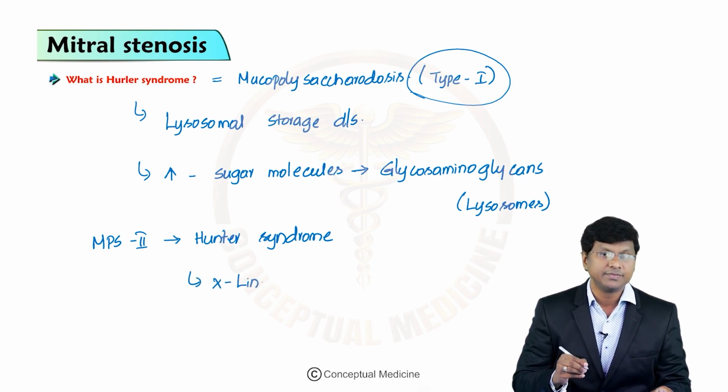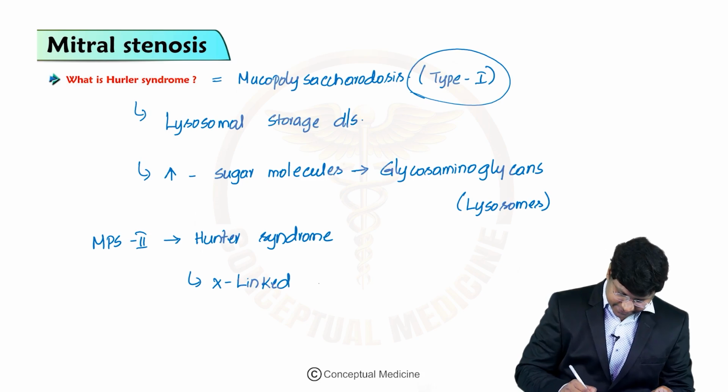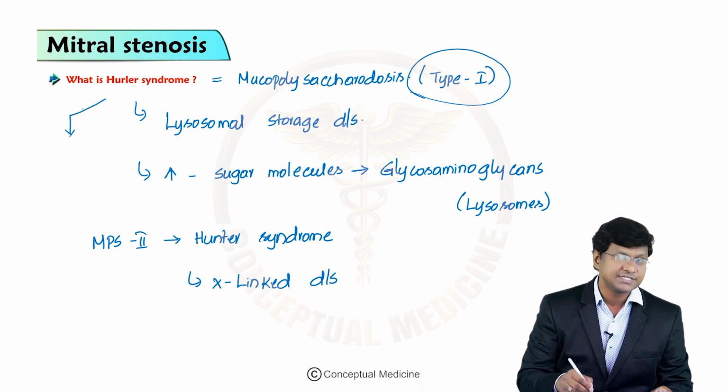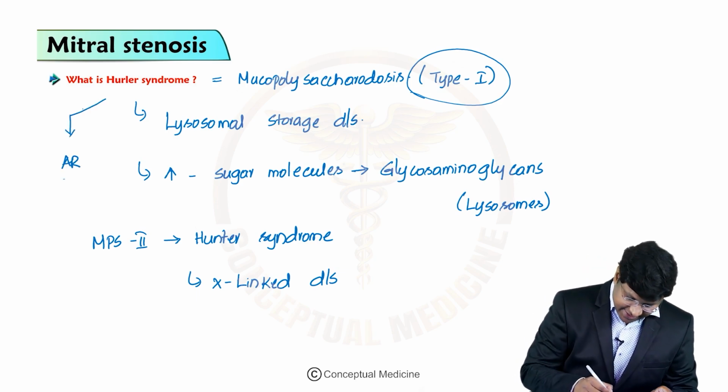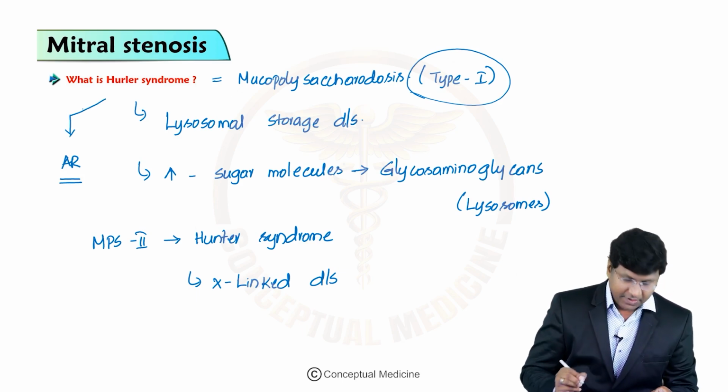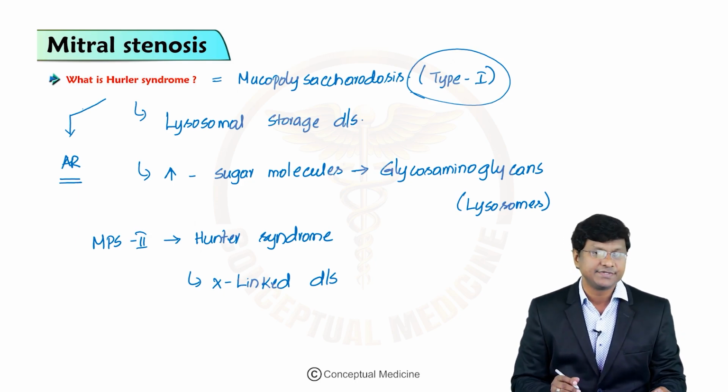This Hunter syndrome is an X-linked disorder, whereas the Hurler syndrome is an autosomal recessive disorder. So that is about the Hurler syndrome.